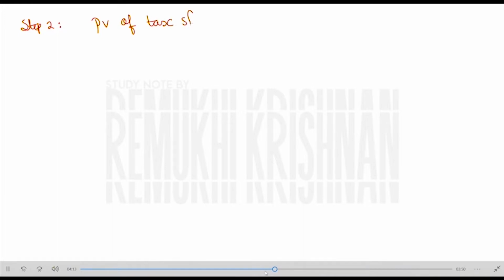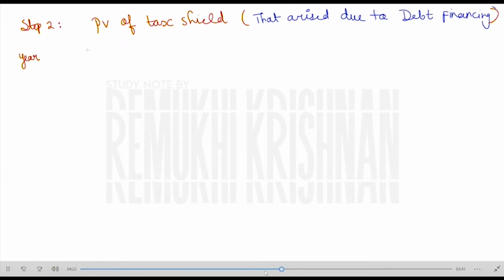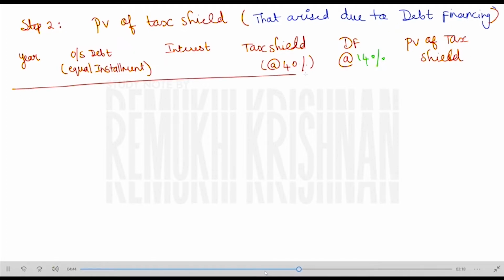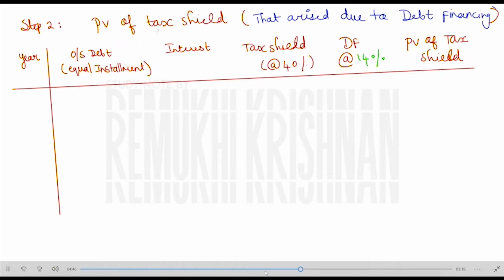Step 2 is the present value of tax shield, the savings we make. That arises due to what? Debt financing. From the interest part we are paying, we will have some tax shield, and we are going to find that. Let me do this step with the help of a tabular form. We need all this information: year, outstanding debt in equal installments, which is provided. The interest tax shield is at 40%. Your discount factor is to be taken at 14%. It is already provided in your question.